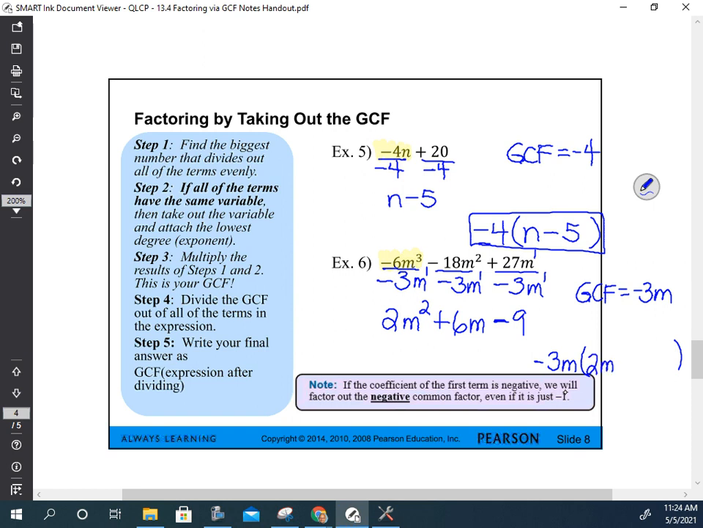So 2m squared. Brooke, I think you're off of mute, so I can hear everything in your background.